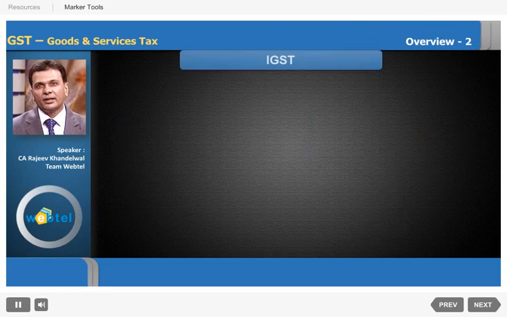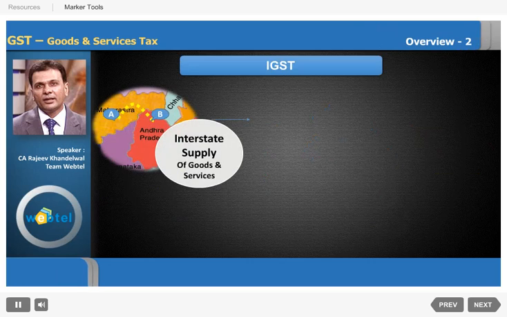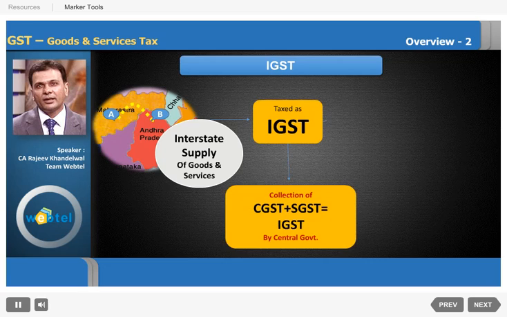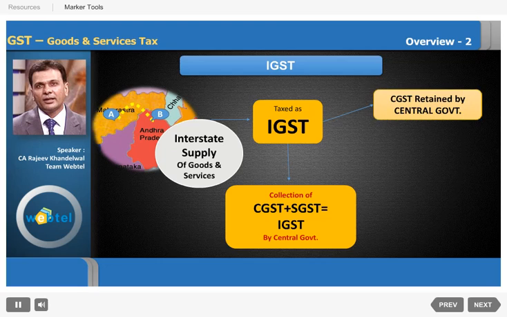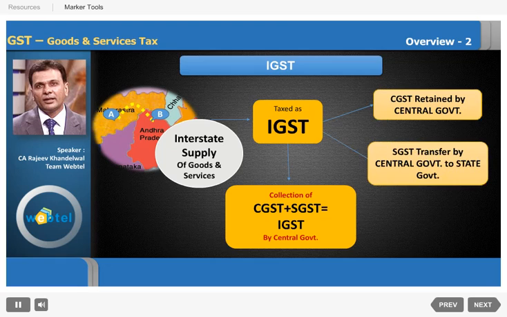Now, if we want to know more about IGST, which is Integrated Goods and Services Tax, which is levied in the case of interstate supply of goods and services, basically it again will be divided into two parts. Though the collection of taxes will be through a single challan, you will have to deposit a single challan of IGST, which will be collected by the central government, but subsequently it will be retained its own portion. The central government's portion will be retained by the central government, and the relevant state's portion will be transferred by the central government to the state government. So that is why it is called Integrated Goods and Services Tax, because it constitutes central taxes also and the state taxes also.